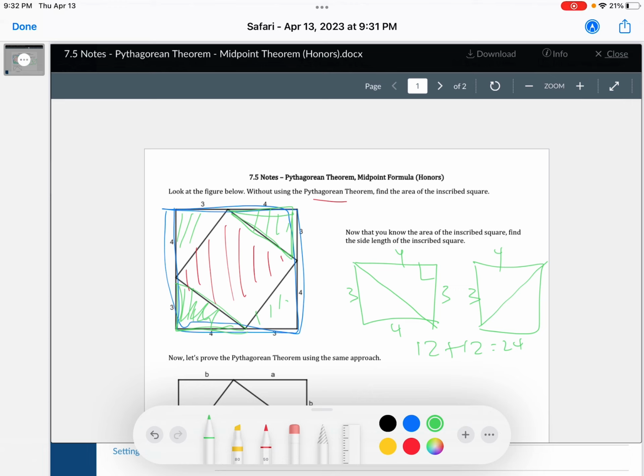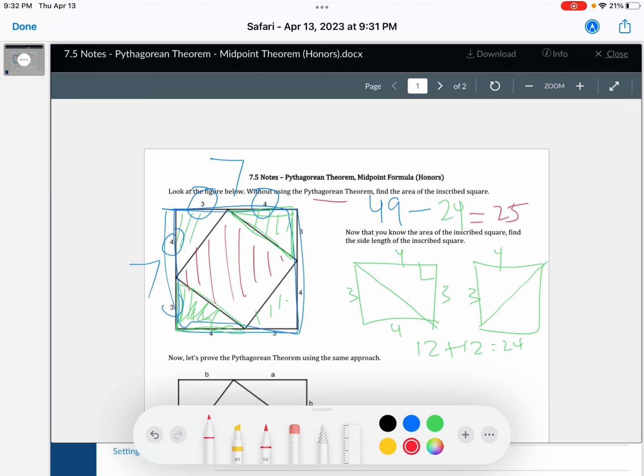So the area of the big square, the blue square, this is 3 and 4, so this is 7, 4 and 3, 7. So it's 49. We're subtracting away from there the area of those green triangles, 24. And from this, we get the area of the red square in the middle, which is 25.